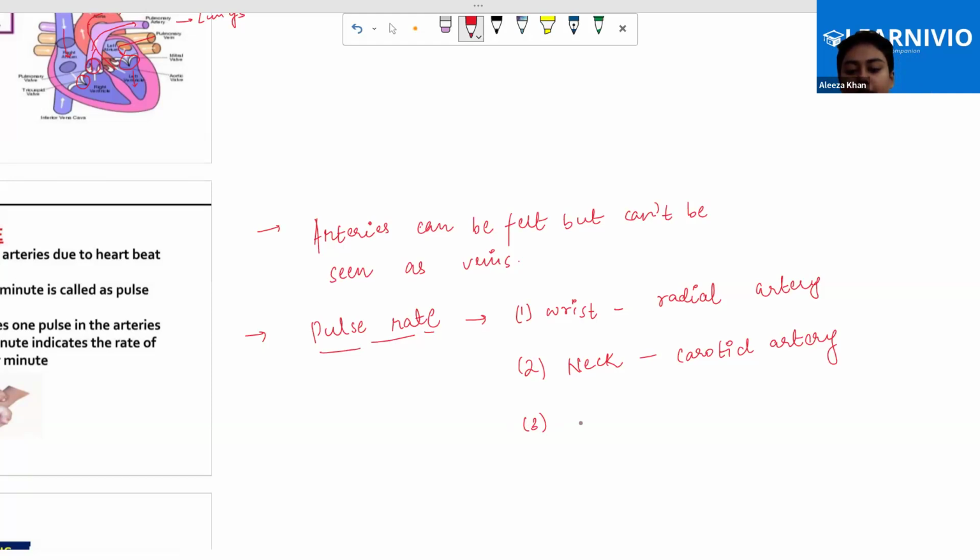Then what other places? Any idea? Ma'am, I think somewhere in the leg, I'm not sure. Yes, you are somewhat right. And you can feel it onto your elbow also. On the medial side of the elbow you can feel it. If you put your two fingers onto the medial side of your elbow, there you will find the brachial artery.